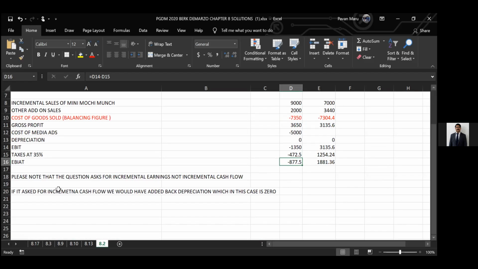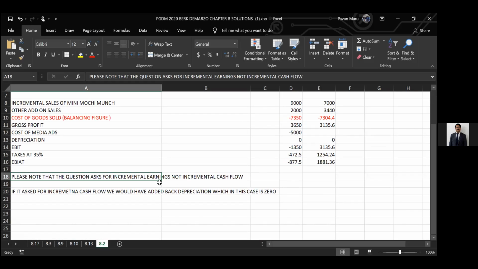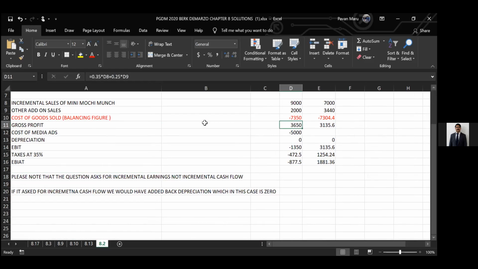अभी यहाँ पे देखो सर ने क्या लिखा है. Please note that the question asks for incremental earnings and not incremental cash flows. So what are my incremental earnings? Gross profit is my incremental earnings over here. Because that is my income, whatever I'm earning compared to last year, this is my incremental earning.